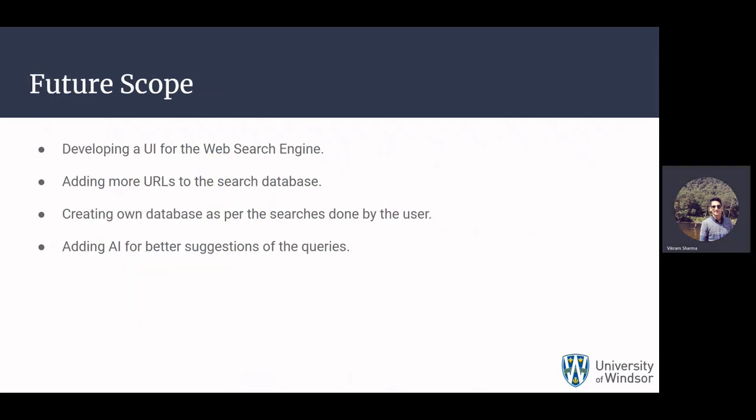Now let us discuss the future scope of the project. Development of a UI for the web search engine can complement the working of the project. More URLs can be added to the database for searching the user inputs. We can also create our own database based on the searches done by the user. Artificial intelligence can be integrated into the project for better suggestions on the queries.